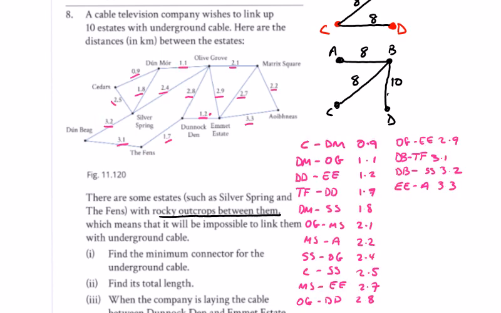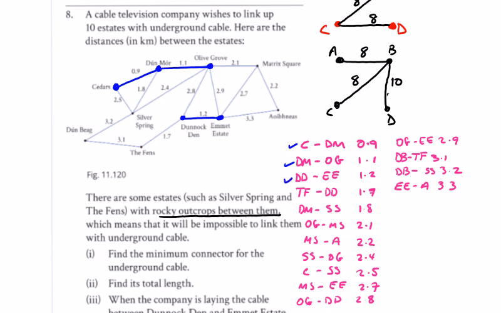So this is all the values. There are 15 of them. So just take your time, make sure they match off to mine. And let's draw the minimum connector for this estate. So we'll start with C to DM, 0.9. DM to OG, 1.1. Then DD to EE is a 1.2.